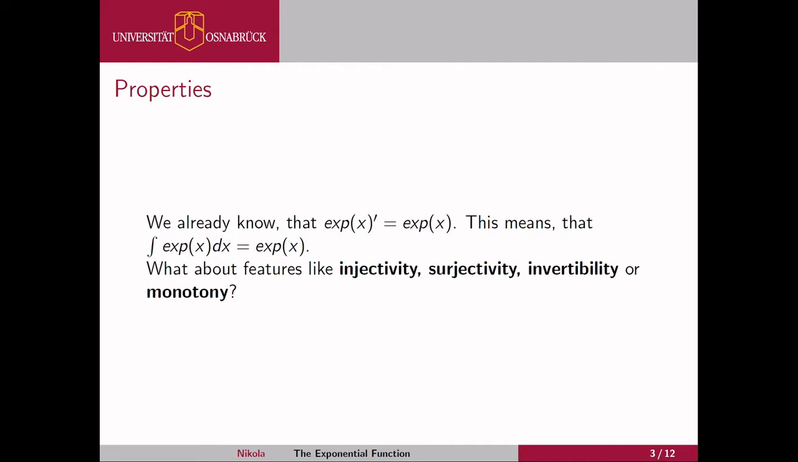So we already know one fundamental property of the properties we're interested in. There are a few more, however. There's injectivity and surjectivity, there's invertibility and monotony, and we are interested in all of these features. We want to know, does our exponential function have them or not, and if so, why?